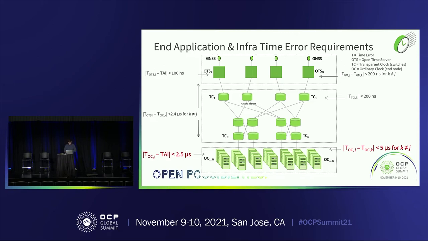So if you take an example, for instance, two servers, one server is minus 2.5 and the other one is plus 2.5, they have a difference between the two of 5 microseconds. And vice versa. Any combination of these values, as long as it's within 2.5 microseconds of a common reference, will satisfy that condition of 5 microseconds between any two servers.